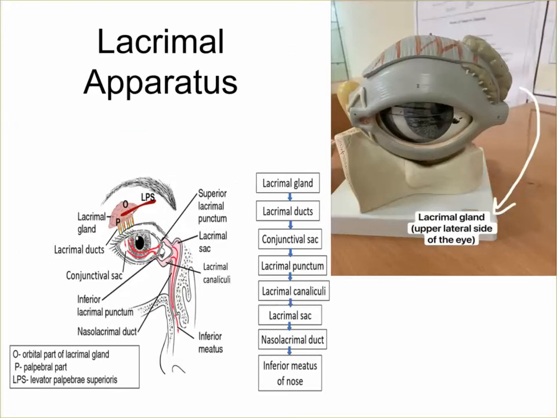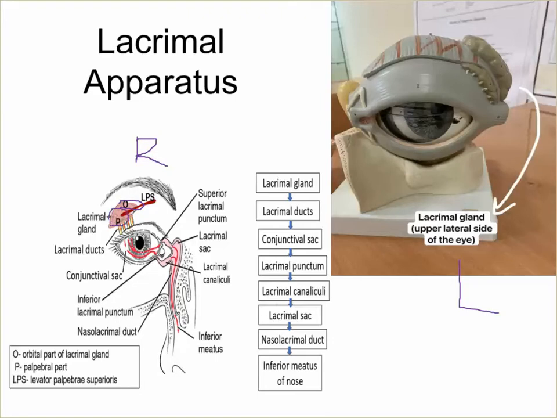The lacrimal apparatus. Here we can see that this belongs to the right side and this specimen belongs to the left side. The lacrimal gland has two parts: the orbital part, which is written as O, and the palpebral part, which is P. Here O is the orbital part and this is P, the palpebral part.